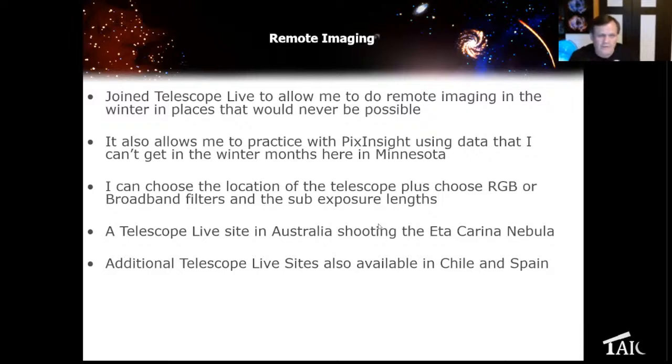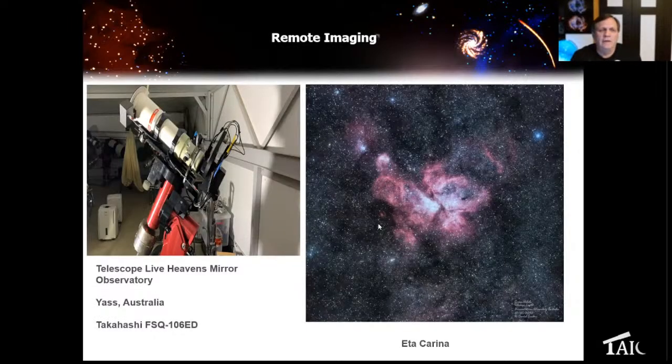The other nice thing about Telescope Live is that everything is already calibrated. So all I have to do is stack the images, and I like that. It speeds things up. Here on the left-hand side is their Takahashi FSQ 106ED Telescope Live mirror observatory, and on the right-hand side is an image I took from that telescope. It's called an advanced session, choosing my RGB filters, and that's the Eta Carinae on the right-hand side.